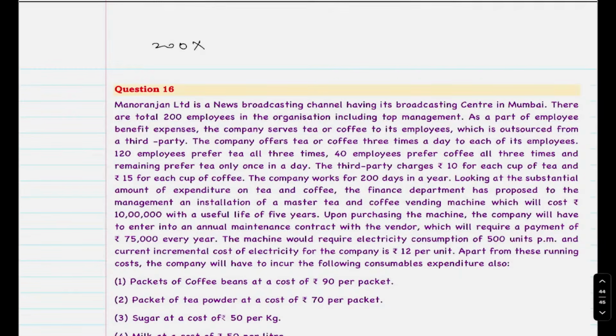Company works for how many days? Tea will be consumed by how many employees? How many times? Yeah, 3 times. Cost of tea per cup is how much? 10. Up to here, everyone understood clearly? Okay. Tell the value. 200 employees, 200 days.